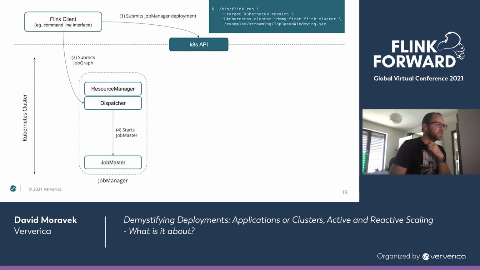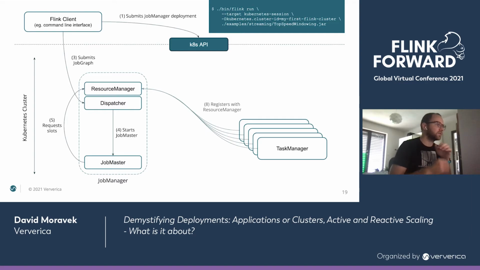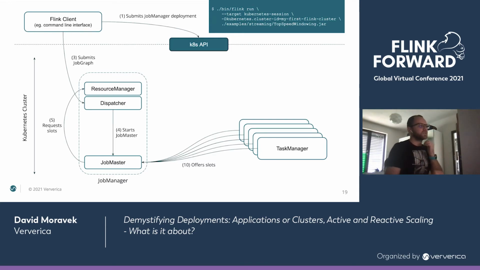Dispatcher will start a job master. Job master will ask for resources, but here is the biggest difference. Resource manager now doesn't have to wait for resources to somehow become available, but it will automatically allocate them. So it will submit a new task manager deployment that will, for example, allocate 5 task managers. These task managers will then again register with the resource manager. They will offer slots to the job master, and now your job is executing.